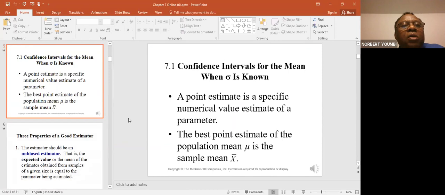In estimating a parameter, we have two methods. Either we use a statistic to make that estimation, and we call it a point estimate. For example, we can use the sample mean to estimate the population mean. We can also compute a range of values. For example, we can say that the mean is between 20 and 22. And this is called an interval estimate.